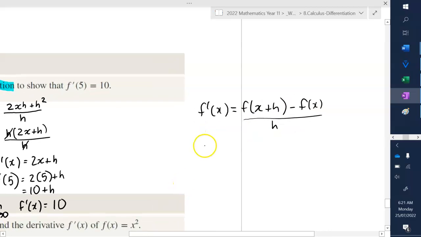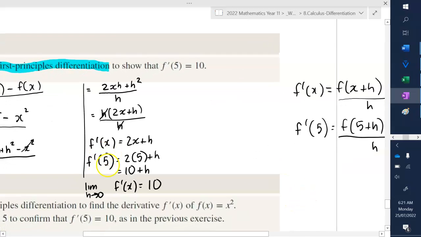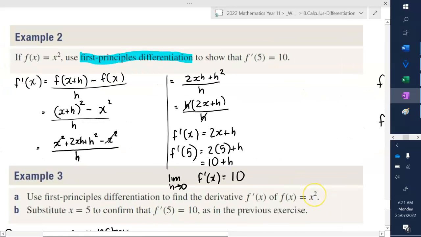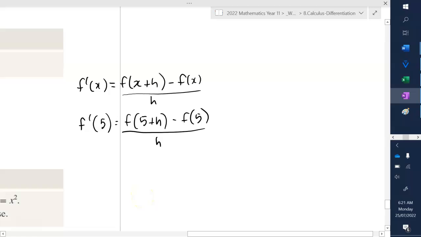Okay, so what we could have done is we could have popped our 5 straight in and had f of 5. Then we had f of 5 plus h minus f of 5 all over h. That's the same way. Instead of leaving it at the end to sub in, we could have subbed it in at the start. I personally think this way is easier, because that's what we're used to doing, but that's up to you. So this is the other way we could have done it. So our f of 5 would give us, if we put 5 plus h into our formula, we'd have 5 plus h all squared minus x squared, which was 5 subbed in, 5 squared, all over h.